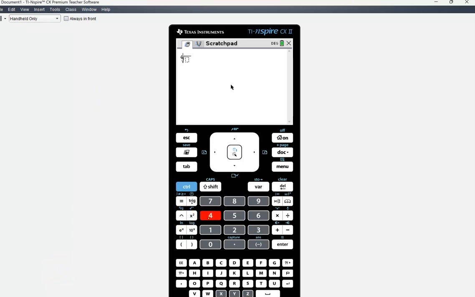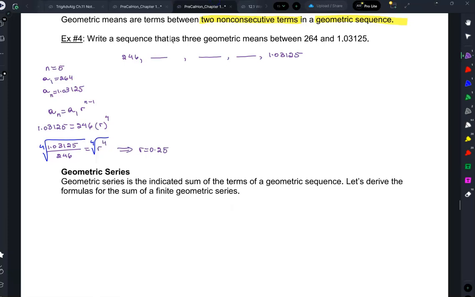Right, let's just plug that in to make sure. That's the 4th root of 1.03125 over 264.25. Fabulous. You don't even have to round. Okay, so that means with each step, you're going to multiply by 0.25. So this number actually becomes 66. Then multiply by 0.25, 16.5, 4.125, and then the next one.